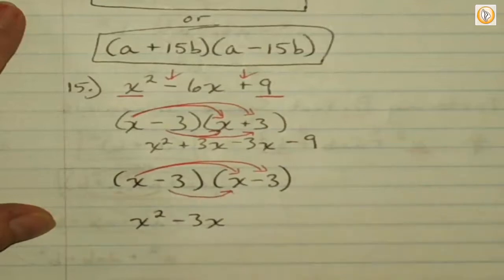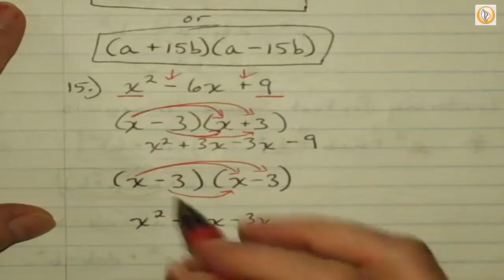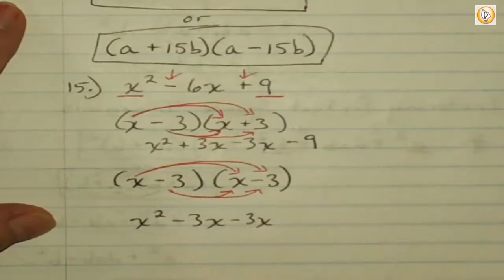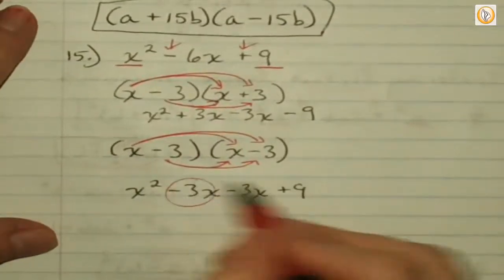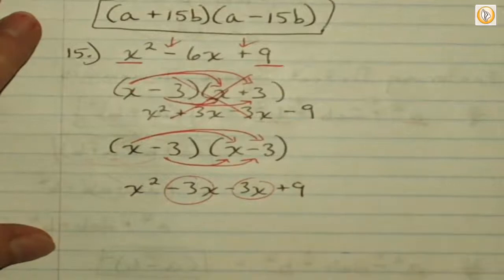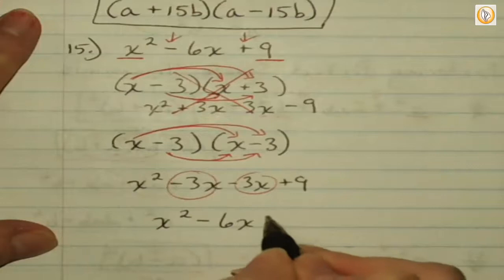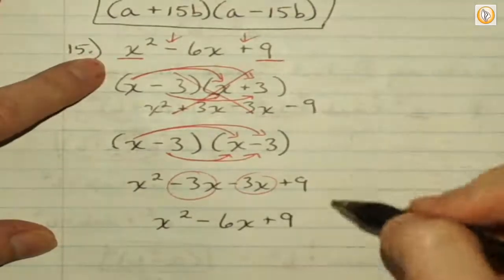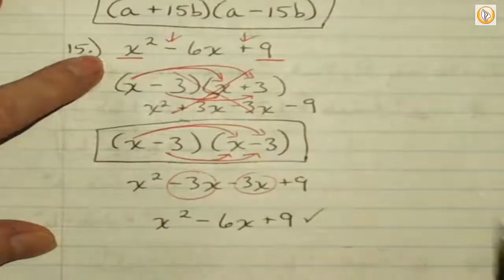Negative 3 times x is negative 3x. And then negative 3 times negative 3 is a positive 9. If I combine all my like terms, oh yeah, I need to put an x here for Miranda. If I combine all my like terms, I have x squared minus 6x plus 9. And that checks. So this would be your answer.